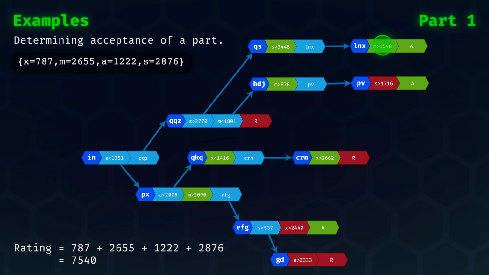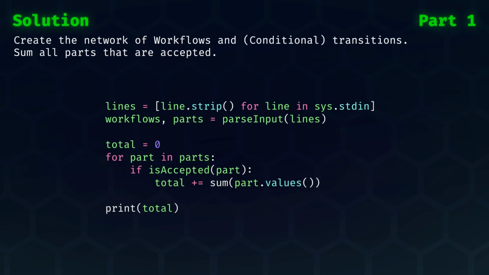Do you see how to do this in code? Let's look at the solution for Part 1. Our solution outline is to create a network of workflows and conditional transitions. After parsing the inputs and thereby obtaining our network of workflows, we loop over every part and we check if it is accepted. If it is, we add the sum of all its values.